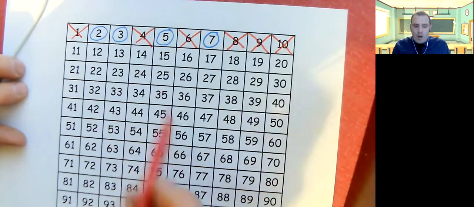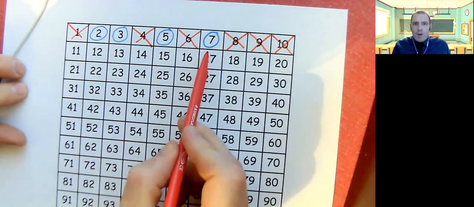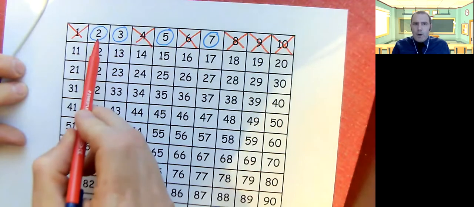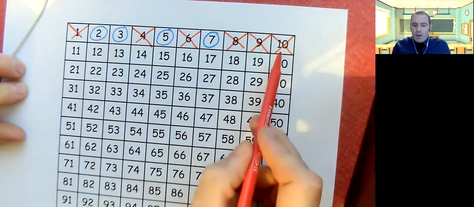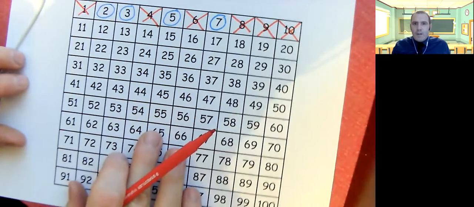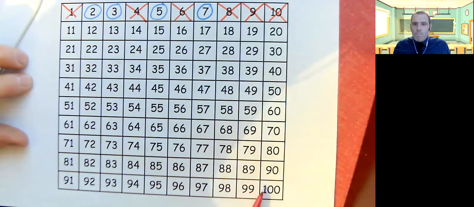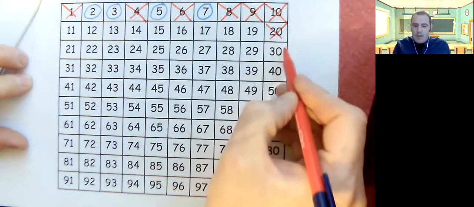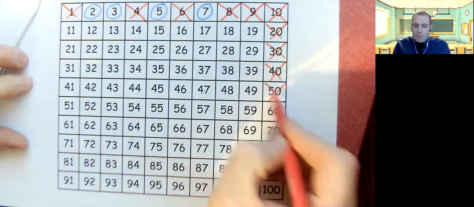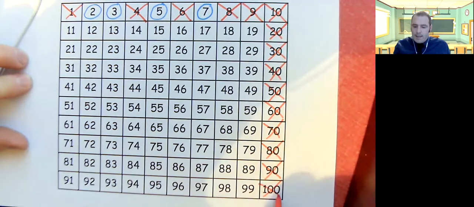Now, I can start looking for some patterns here. Most of my prime numbers I've got are odd, apart from number 2. Now, 10 ends in a 0, so it is not a prime number. If I look down this column here, these are all multiples of 10. So none of these will be a prime number because I can divide all of them by 10. So that doesn't follow the rule of being able to divide it by 1 and the number itself.